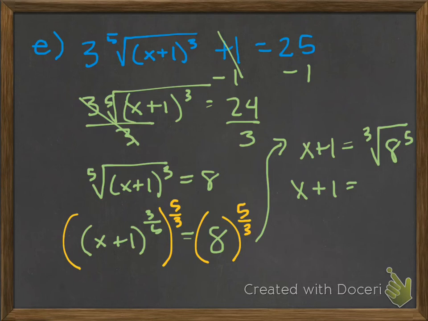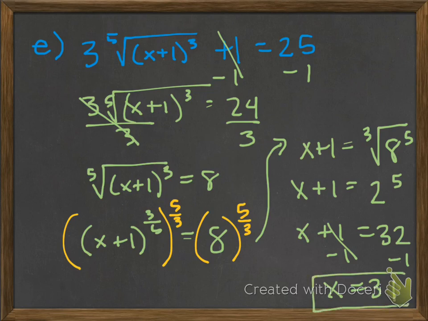Notice there's no plus or minus this time because I'm taking the cube root. So the cube root of 8 is 2, but I still have to raise that to the 5th power. 2 to the 5th power is 32. Subtract 1 from both sides, so x equals 31.